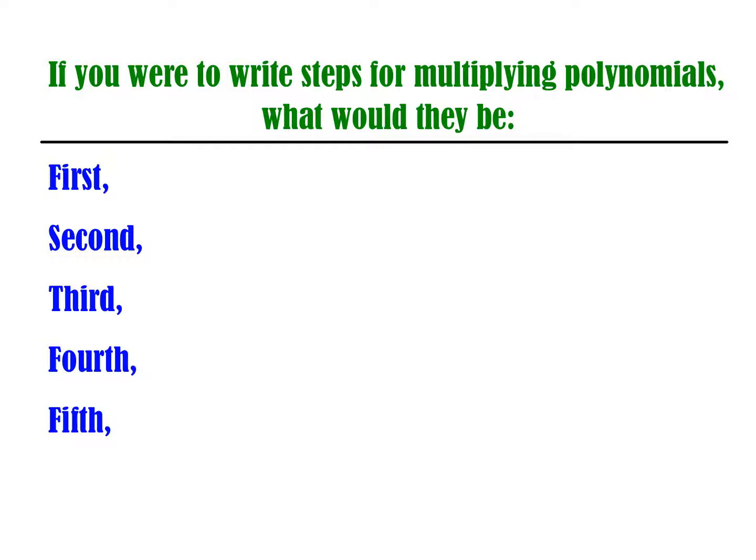All right, so we have done a ton of multiplying. So what I want you to do first is make a list of steps. So what's the first thing that we have to do? What's the second thing? What's the third thing, if there's a fourth and a fifth? But what are the steps to multiplying two polynomials?